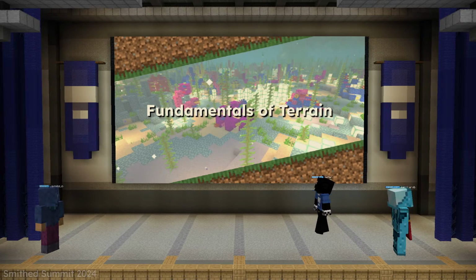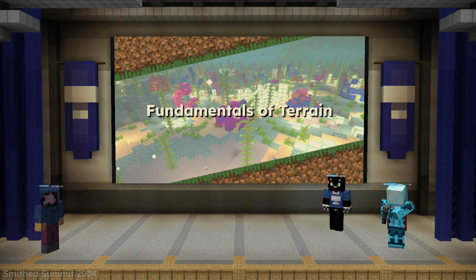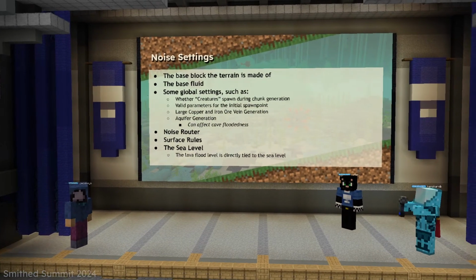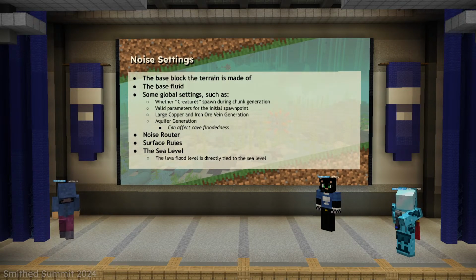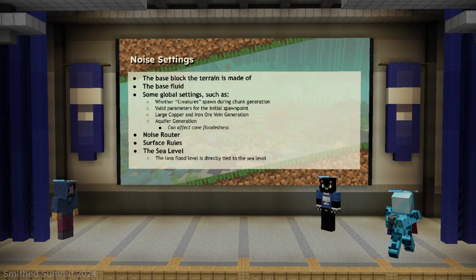So we're going to talk next about the fundamentals of terrain. Terrain is primarily handled in the noise settings file. This file is responsible for the base block that the terrain is made of. So for the overworld, that's stone. For the nether, that's netherrack. It also controls the base fluid, water or lava. Technically it doesn't have to be a fluid. Same for the base block, it doesn't have to be solid. But most of the time, there's little reason you wouldn't do that.